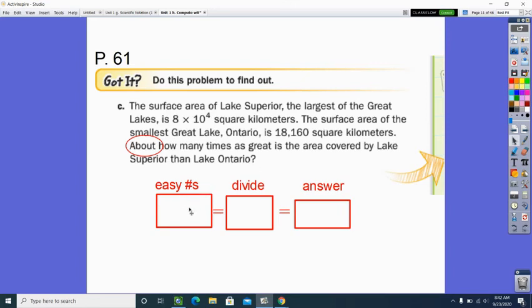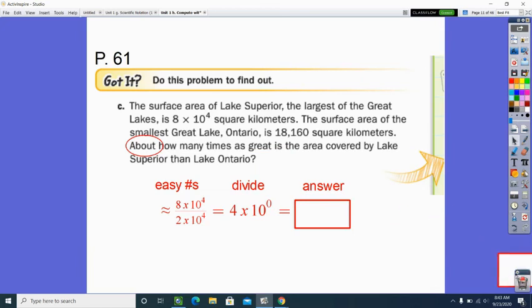All right, so start with the easy numbers. So I would have made that 18,160 into 20,000, which is 2 times 10 to the 4th. Look how easy this is. And now when I divide, 8 divided by 2 gives me 4 times 10 to the, what's 4 minus 4? 0 power. Anything to the 0 is 1, right? So that's 4 times 1. So Lake Superior is about 4 times bigger than Lake Ontario by surface area, square kilometers.